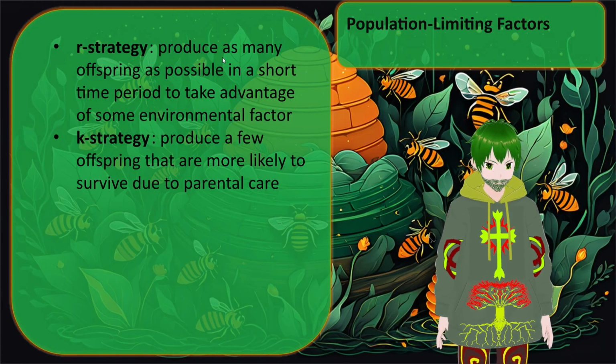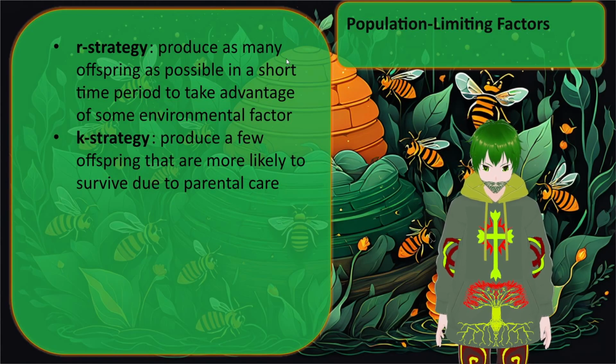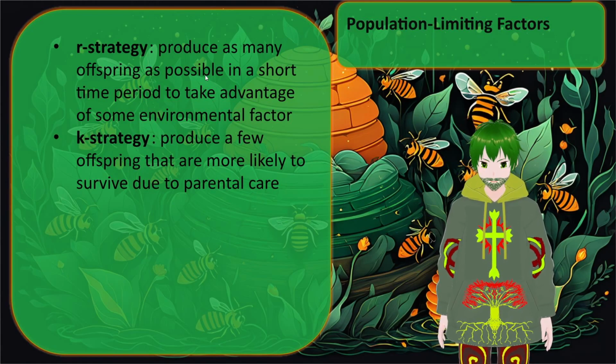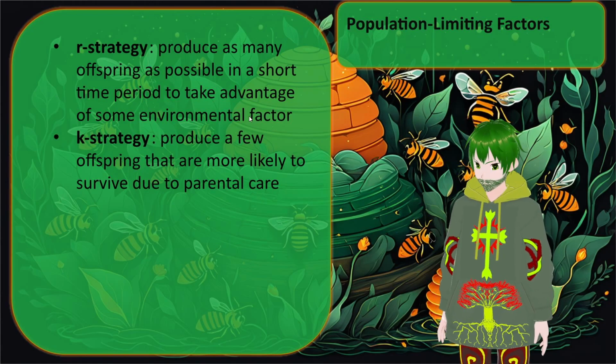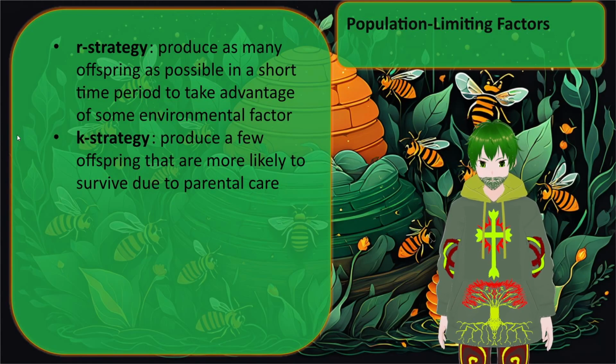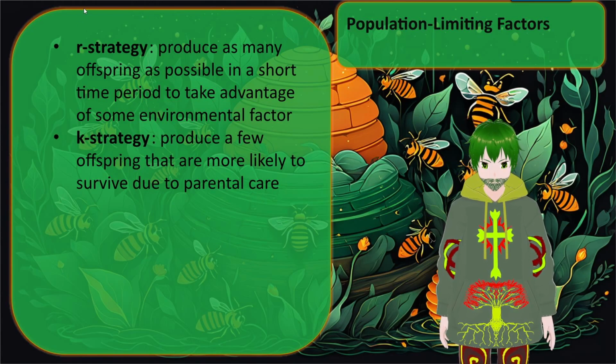Now, r strategy patterns of reproduction produce as many offspring as possible in as short a period of time as they are able to do it, to take advantage of the available resources in the environment. These, again, have that exponential growth, but then a population collapse.